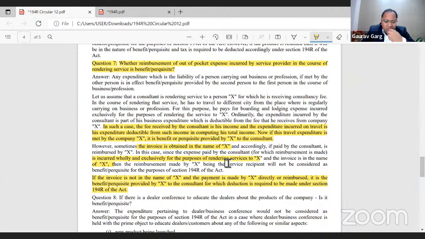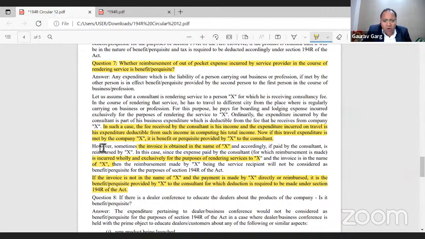You cannot say that if it is paid by the client, it is not a perquisite, and if I pay, it is a perquisite. That cannot be the logic, Gaurav. Sir, I think when it is billed to the company, it is rendered wholly and exclusively for the purposes of rendering services. Agreed, that is what it is implying. Sir, in my humble view, if we can read this para again.